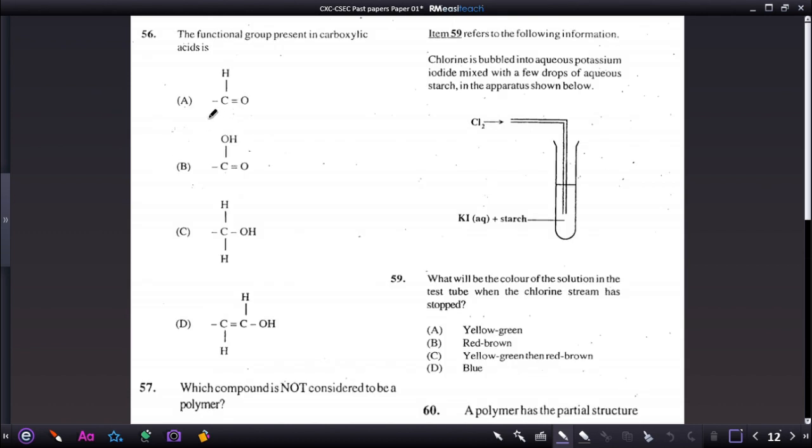56. The functional group present in carboxylic acid is C double bond O OH. Where is the functional group present in carboxylic acid? C, okay, right here. They redrew the structure differently. C double bond O OH. So that's B.